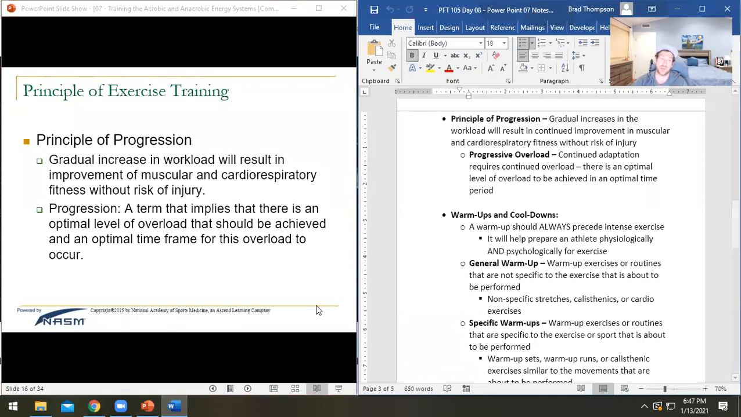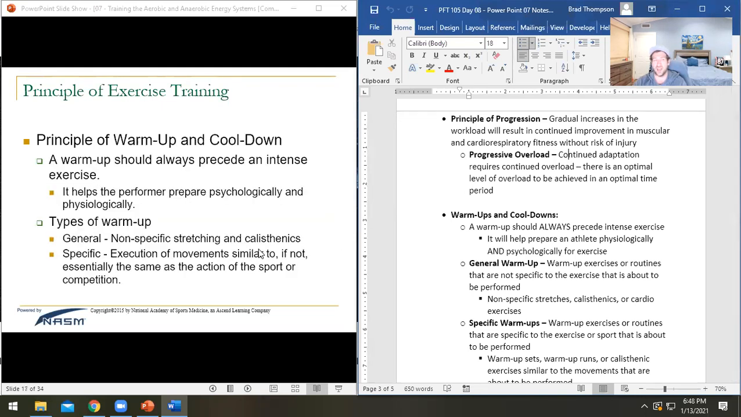So again, this comes right back to our principle of overload. Gradual increases, right? So when we talk about progression, it's either an increase in strength or endurance, or maybe stability, right? Those are really the big ones that we're looking at. So we want to make sure that we have continued overload. And there's an over level, right? There's an optimal level. We want to make sure we also do some deloading, right?